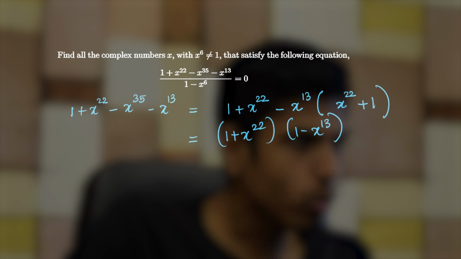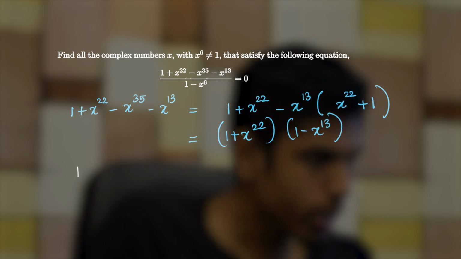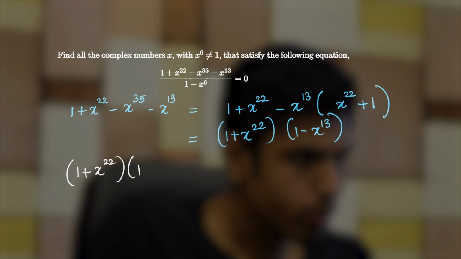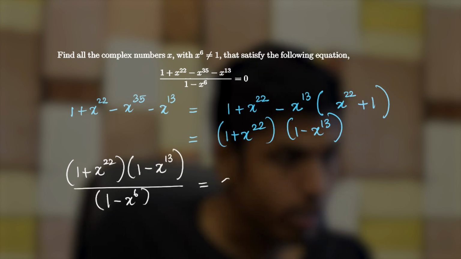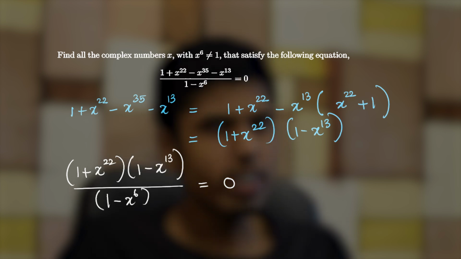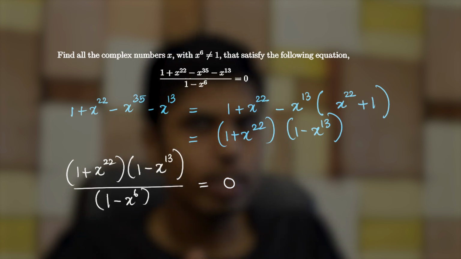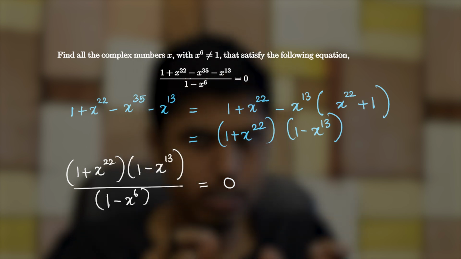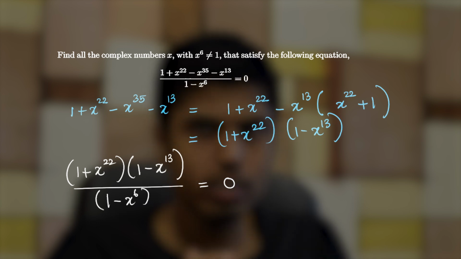So including the denominator, one would get 1 plus x power 22 times 1 minus x power 13 upon 1 minus x power 6 needs to be 0. So when does a number go to 0? When either one of its factors is 0. And what are the factors here?